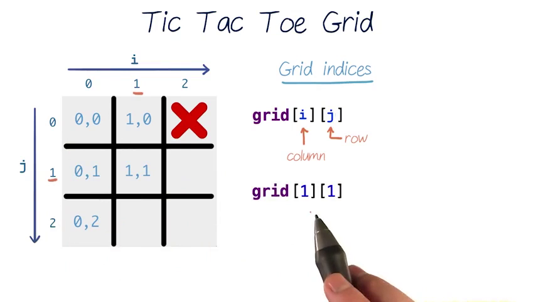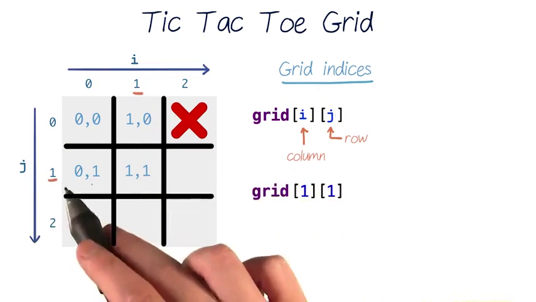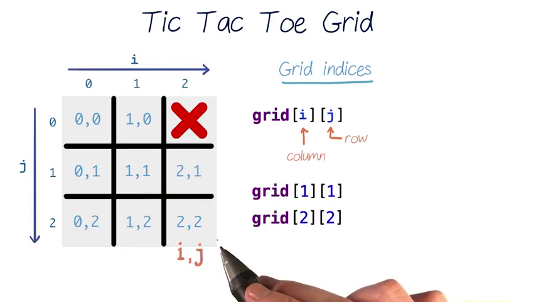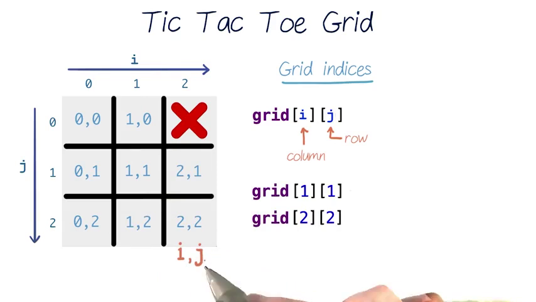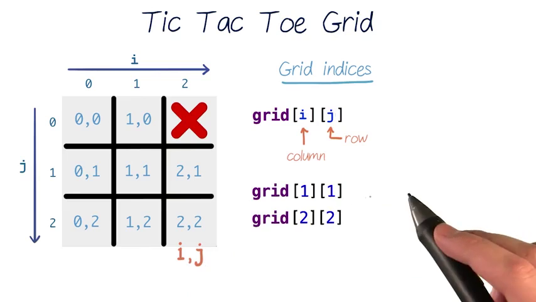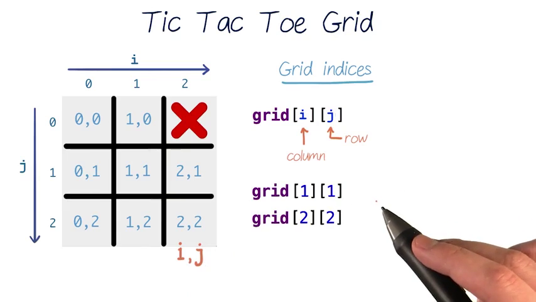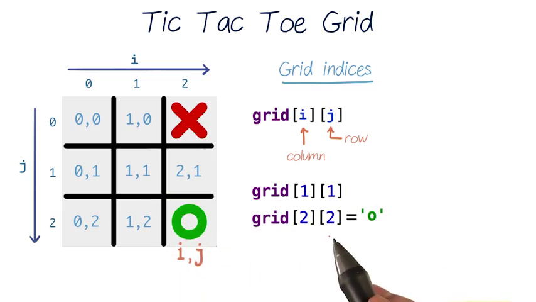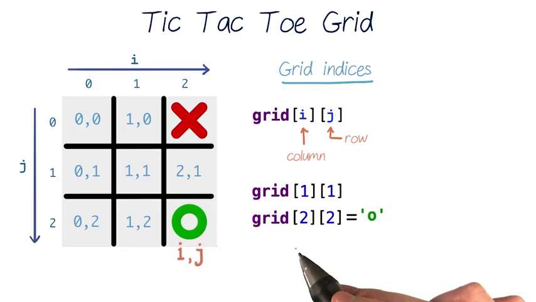So the center spot of our grid is at the index 1, 1. And the bottom right corner is grid 2, 2. And so on for the rest of the characters in our grid. They're at the index i, j. So right now, grid 1, 1 and grid 2, 2 are equal to the dash character because they're empty spots. But say there's an O symbol here, then grid 2, 2, this bottom right corner, will be equal to the character O. Let's get more practice visualizing a 2D array like this.